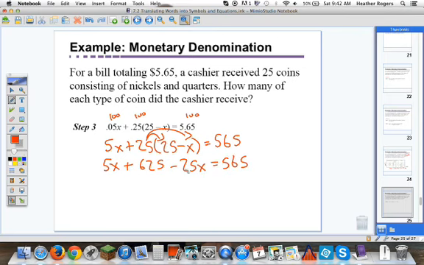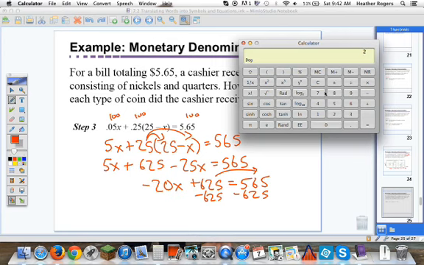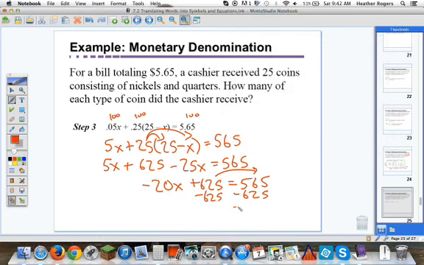Now I have to simplify this. On the left side, 5x minus 25x is minus 20x, plus 625 equals 565. Letters on the left, I've got to move the numbers to the right, so I subtract 625. Get my calculator out, 565 minus 625 is minus 60. So I have minus 60 here, I have minus 20x here, so now I divide by minus 20, and x is going to equal 3.